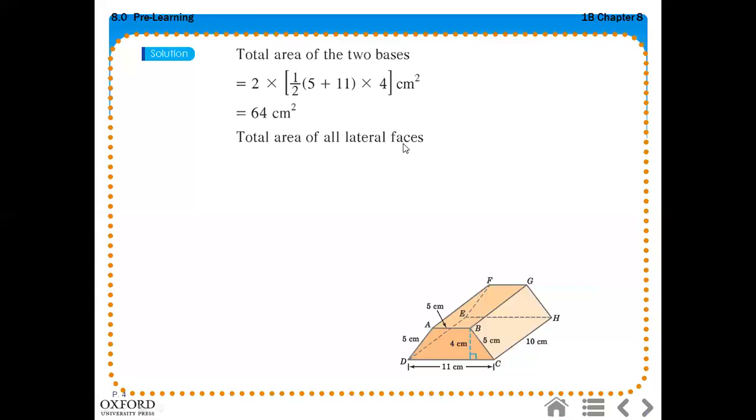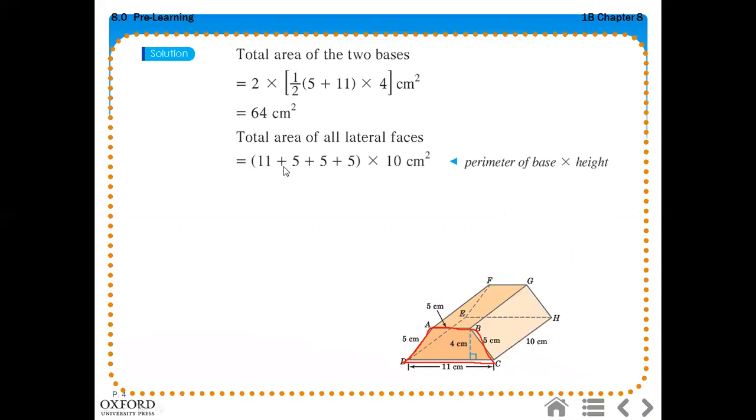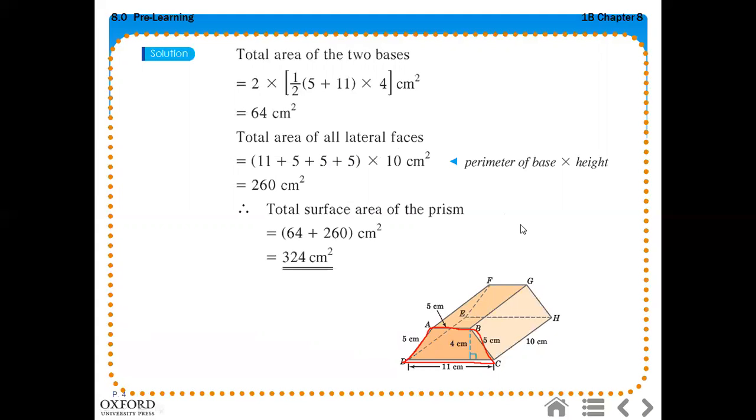Then the lateral faces, that means its body. There are 4 lateral faces. So you simply find the area by summing up the perimeter. Here 4 sides. So sum up these 4 sides times the width is the area of lateral faces, and hence total surface area of the prism is the sum of all these faces.